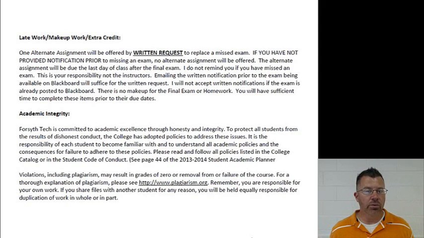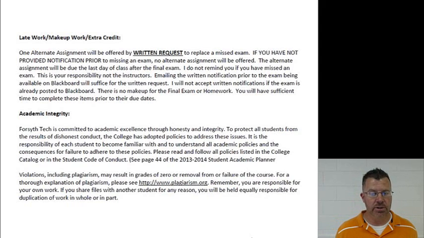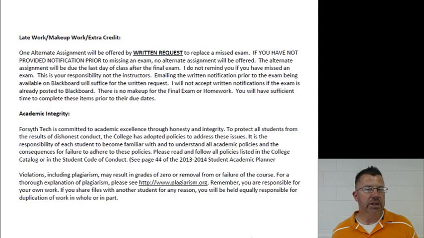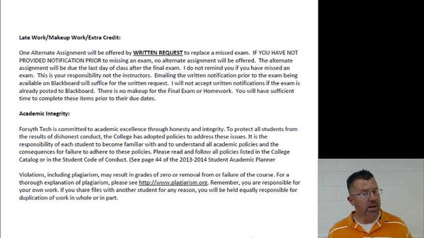Emailing me the written notification prior to the exam being available on Blackboard will suffice for your written request. I will not accept written notifications if the exam is already posted to Blackboard. And there is going to be no makeup for the final exam or homework because you'll have sufficient time to complete these items prior to their due dates. You'll have at least 3 weeks on Unit 1 to do your homework, and at least 2 weeks for Units 2, 3, and 4. And then you have that whole entire last week of the semester to study and take your final exam.